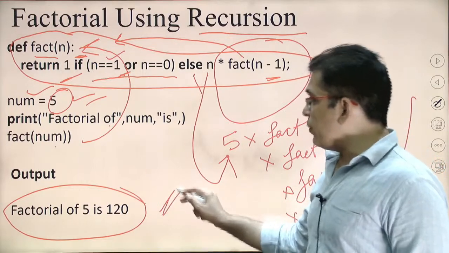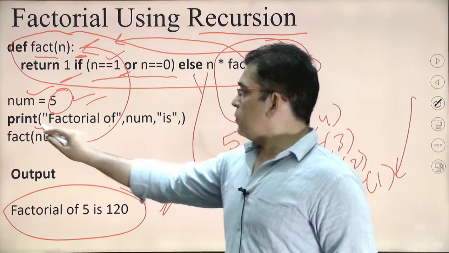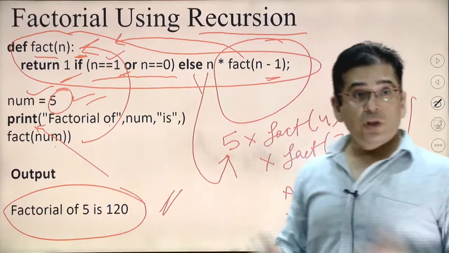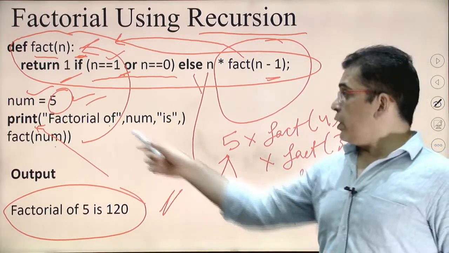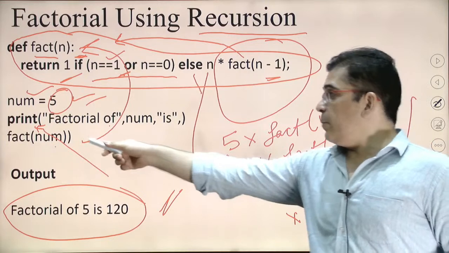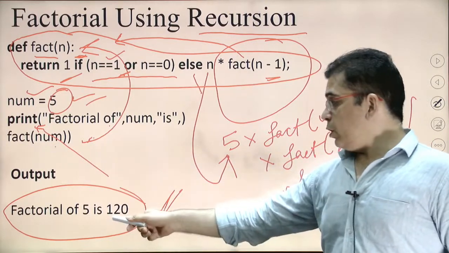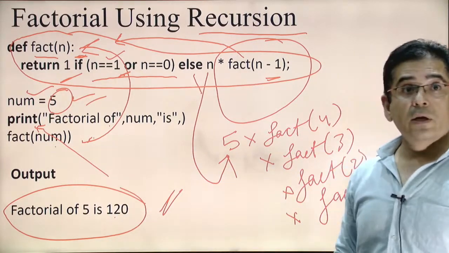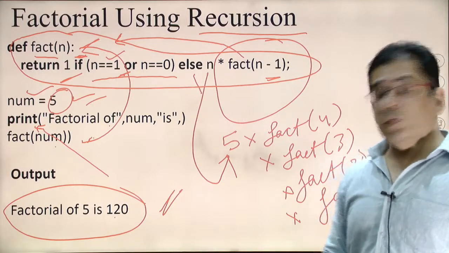From where did this statement come? This came from this print function. Within the print I have written "factorial of num is", and then I printed this value. So, factorial of 5 is 120. So, this is the factorial program using recursion.